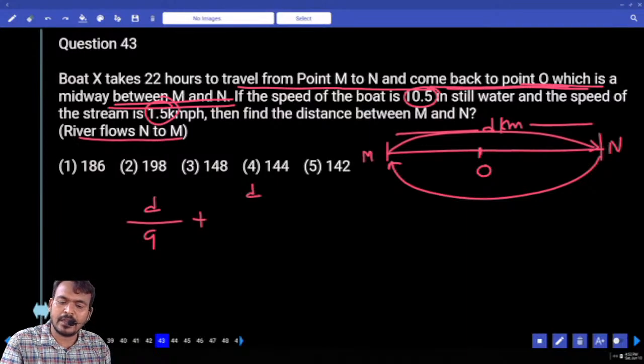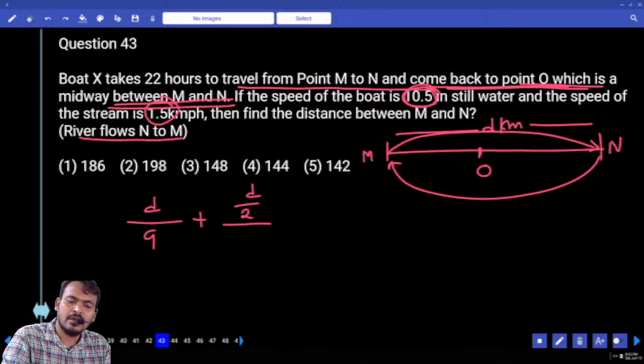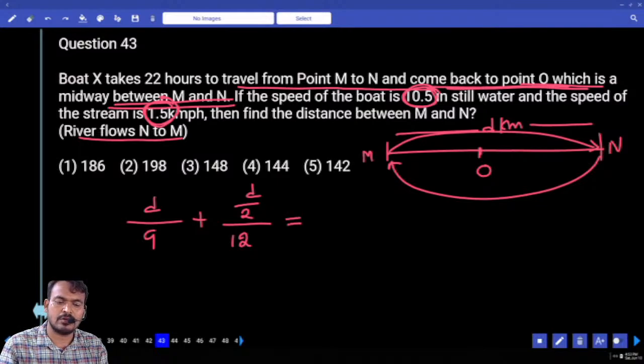Means D by 2 is covered with a speed of M plus S or M minus S? M plus S. Because N to O the boat is moving, N to O the river is also moving. Both are moving in which direction? Same direction. Same direction means relative speed. Downstream means both the speeds add: 10.5 plus 1.5. How much? 12. D by 9 plus D by 2 by 12 equal to how much?